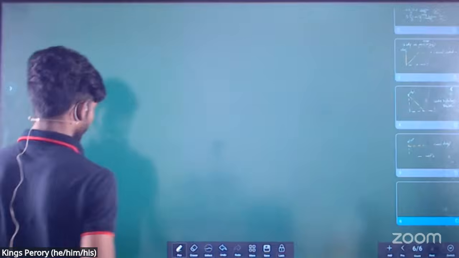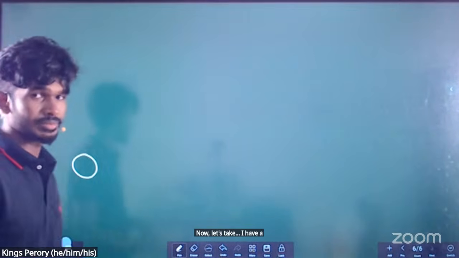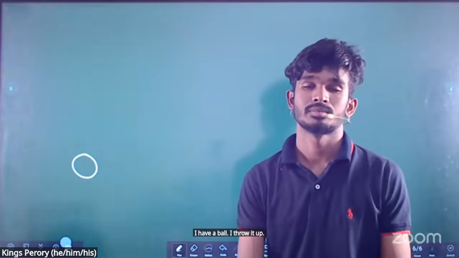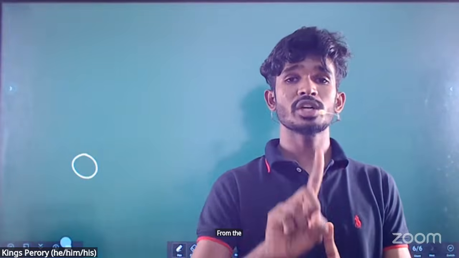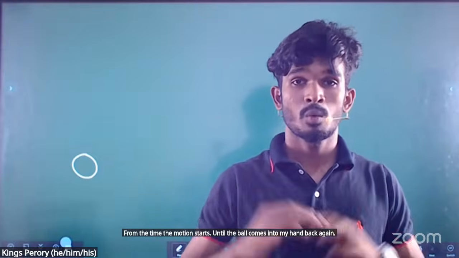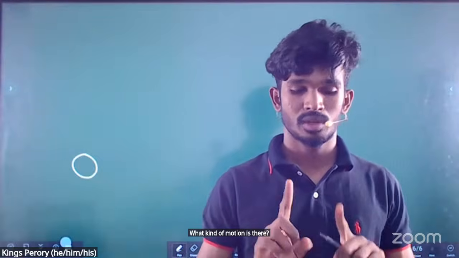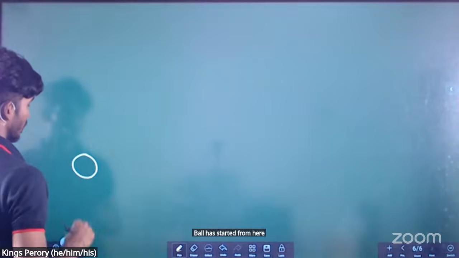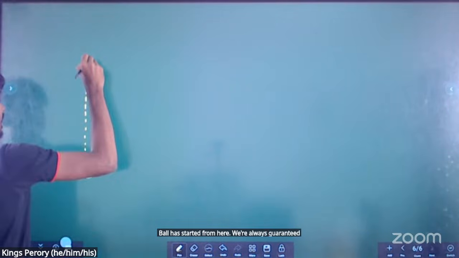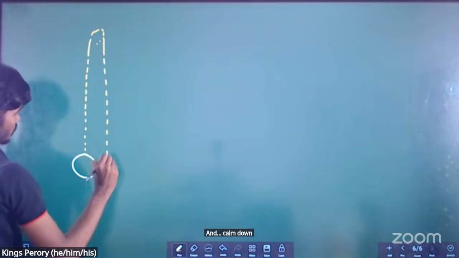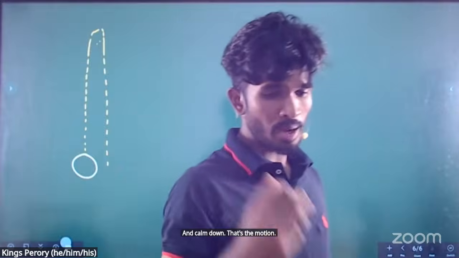Now let's take, I have a ball. I throw it up. From the time the motion starts until the ball comes into my hand back again, what kind of motion is there? From the time the ball has started to go up and to come down. First we will analyze it. Ball has started from here. Ball will guaranteed go up in a straight line and come down. That's the motion.